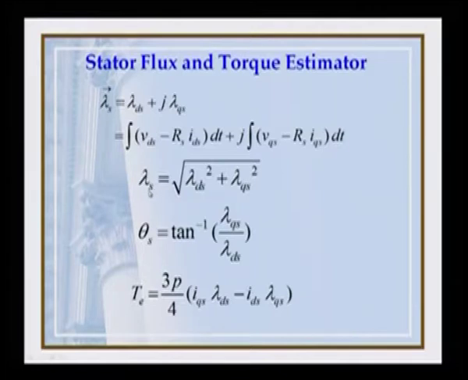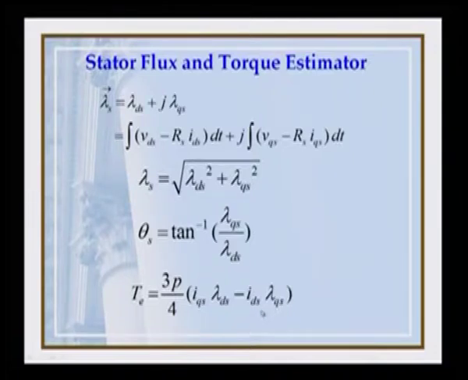So lambda s is the total flux, that is equal to under root psi ds square plus psi qs square, and theta s is obtained by tan inverse of lambda qs by lambda ds. And the torque, once we know the corresponding fluxes lambda ds and lambda qs, we can calculate by this equation: 3p by 4, where P is the number of poles, 3p by 4 into IQS into lambda ds minus IDS into lambda qs.